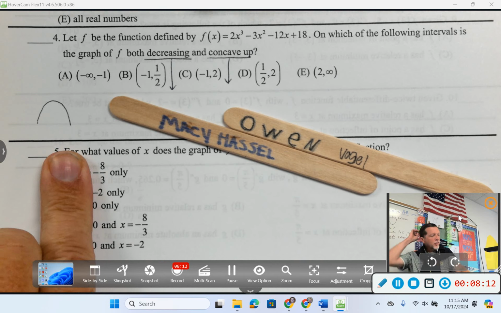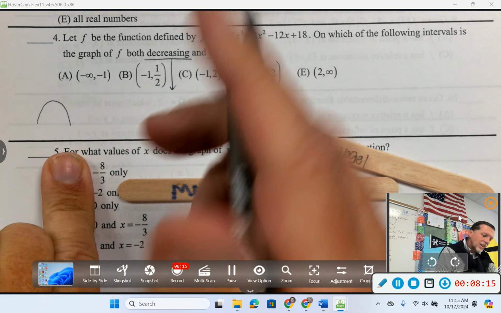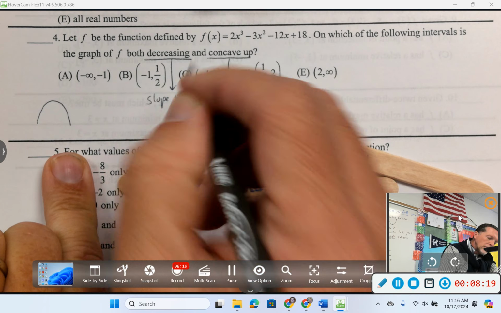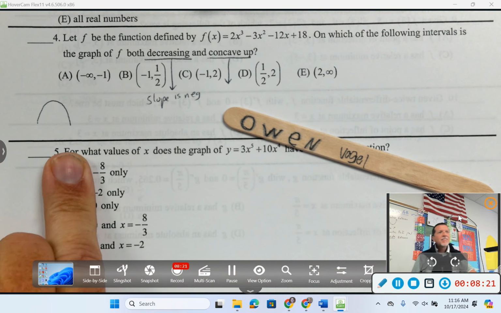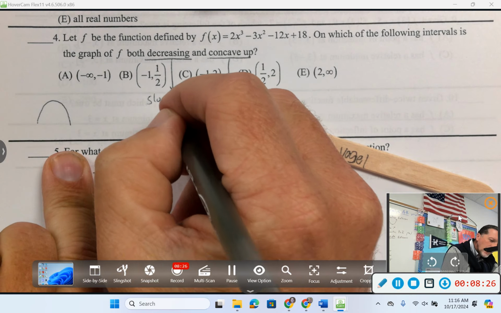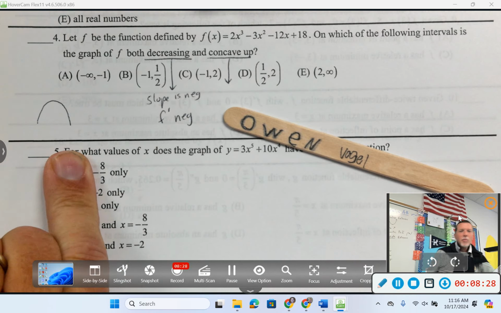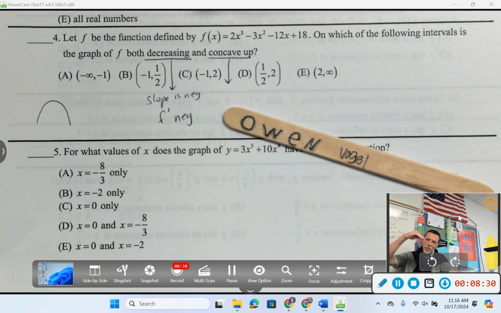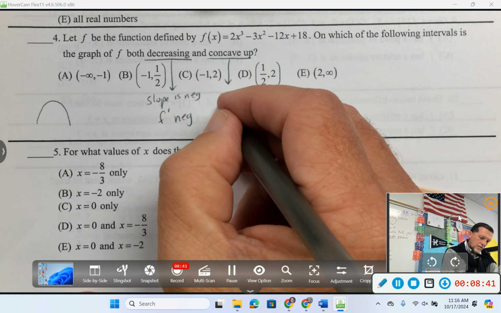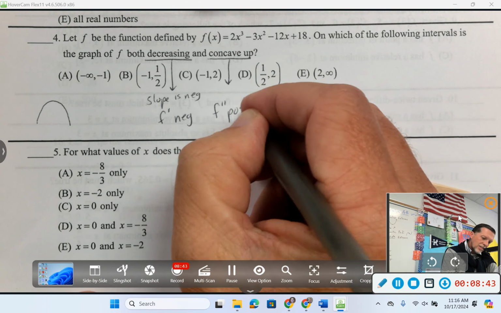Back up, what you said about slope being negative is good. What's another word for slope in calculus class? First derivative. So I want f prime to be negative. If f prime is negative, that would mean the slope is negative. That means the function is decreasing. Owen, what would tell me if the function is concave up? F double prime is positive.